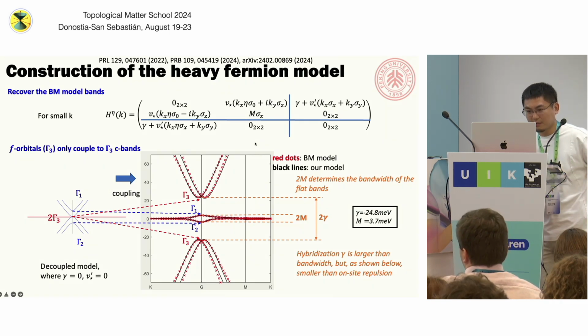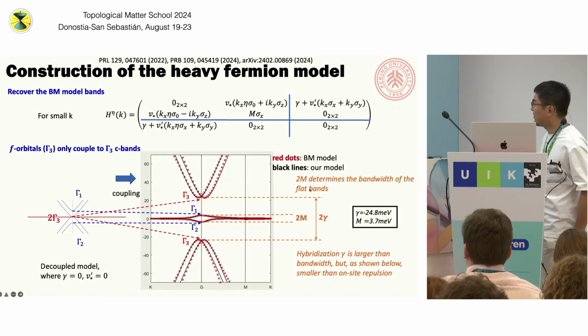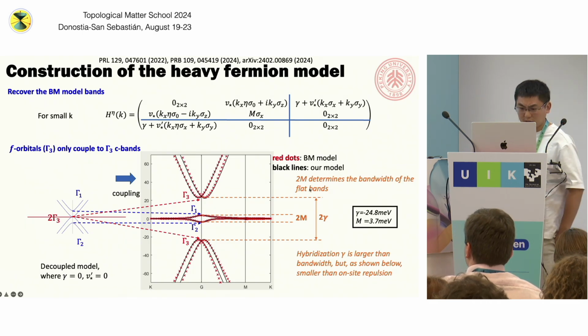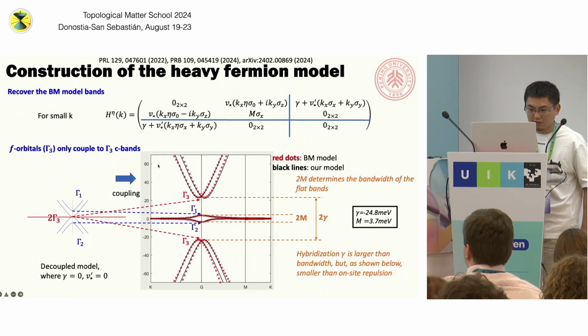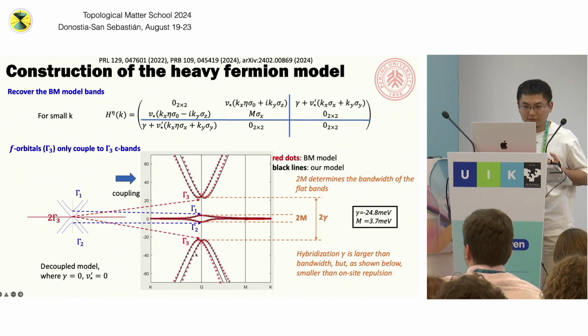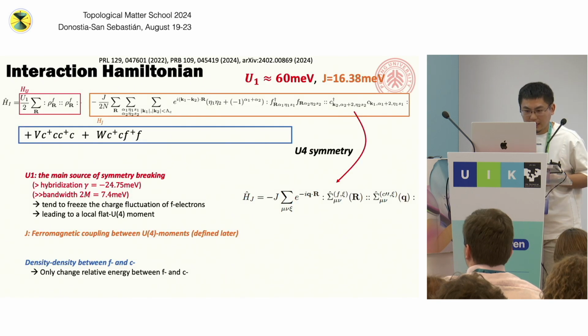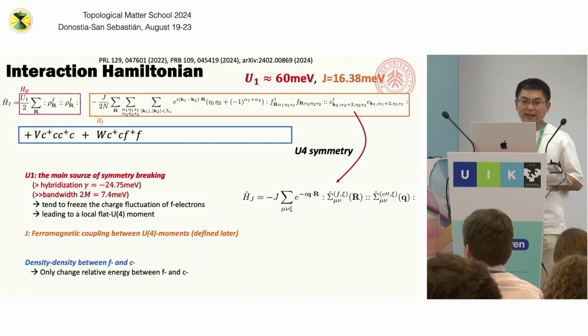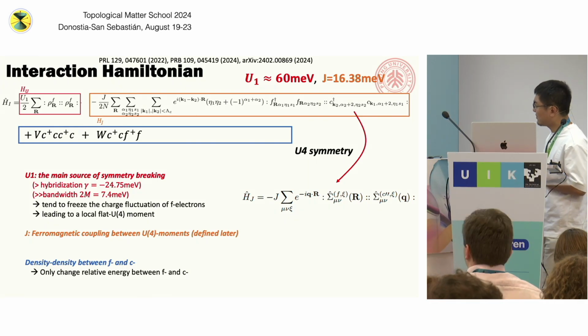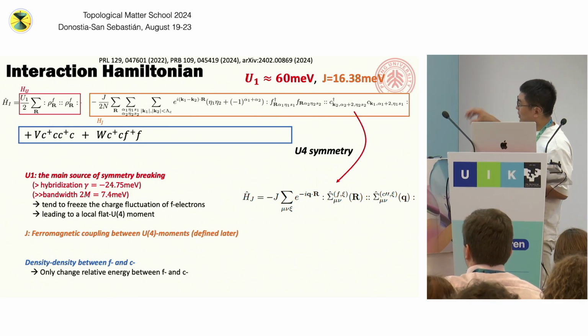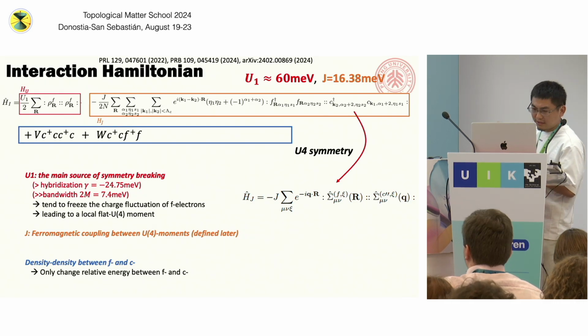In these plots, the black lines are from our effective model, and the red dots are from the original BM model. We can see that they match each other very well within the energy window of 70 meV. Okay, so our model works very well for the single particle part. The next thing is that we need to project the interaction onto this model. The advantage of this model is that basically only the f orbital is strongly correlated.